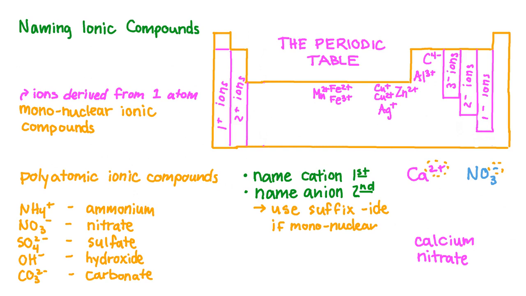Now we need to work out how many of each ion that we'll have in our chemical formula so that it has a neutral charge. Calcium has a charge of 2+, and the nitrate has a charge of 1-.